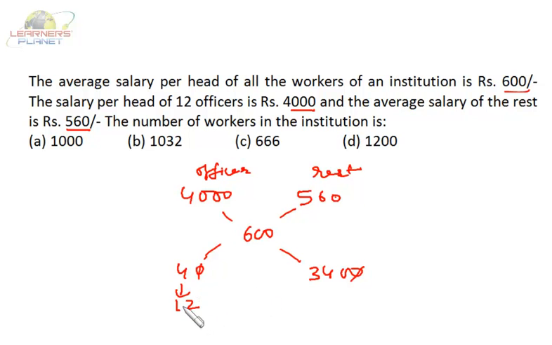If 4 is 12, 1 is 3, and we have to find out the total number of workers in the institution, that is 340 plus 4, 344. And if 4 parts is 12, 1 part is 3, that means 344 parts is 344 into 3. Okay, so 3 4s are 12, 3 4s are 12 and 1, 13, 3 3s are 9 and 1, 10. Okay, so the total number of workers is 1032. I hope you are clear.